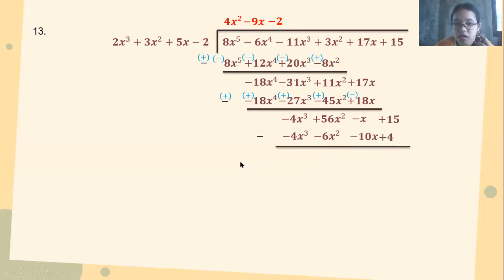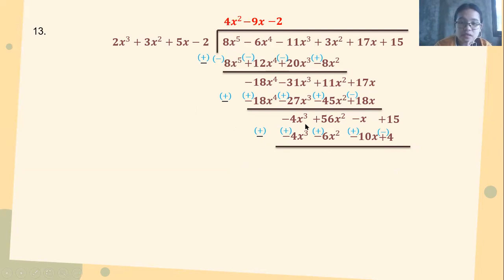Then subtract and change the sign of the subtrahend. Negative 4x cubed rather will become positive 4x cubed. Negative 6x squared will become positive 6x squared. Negative 10x will become positive 10x. And the positive 4 will become negative 4. Change your sign of the subtrahend.